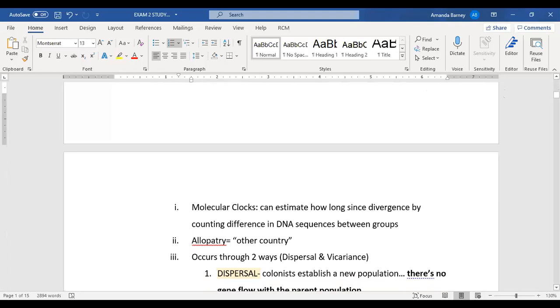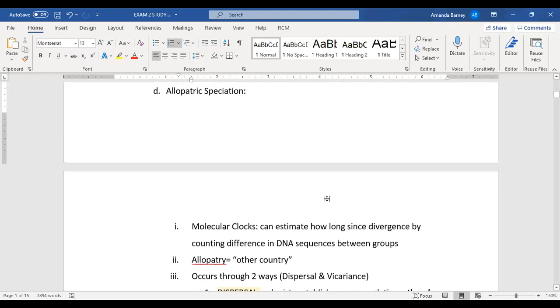Allopatric speciation, and I know Jillian threw this little piece in, so it's kind of interesting about the molecular clocks. The molecular clock is just, you can estimate how long since divergence by counting the differences in DNA sequence. So you can look at how many DNA sequence differences there are, and you can kind of decide when those species diverged.